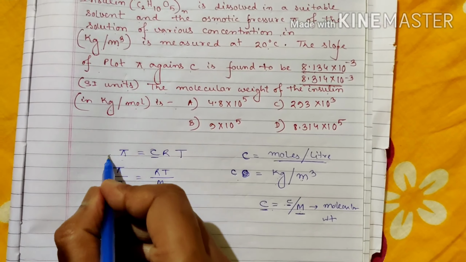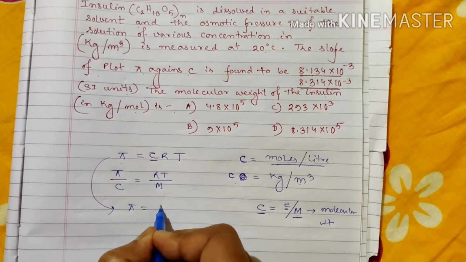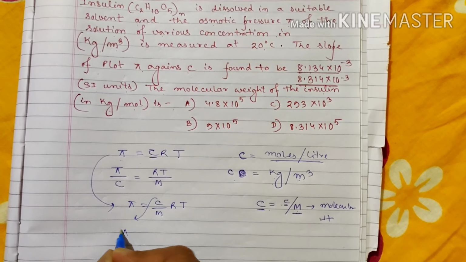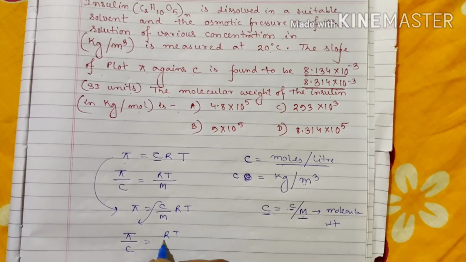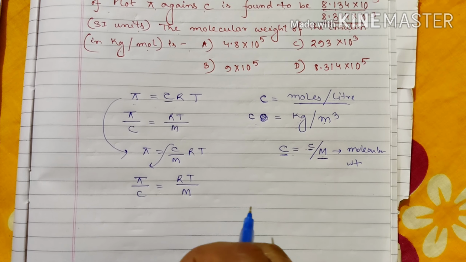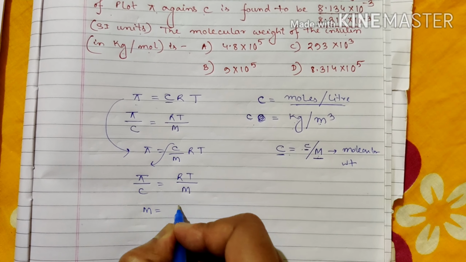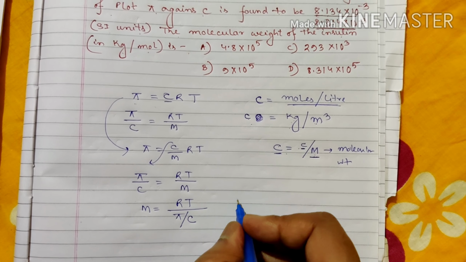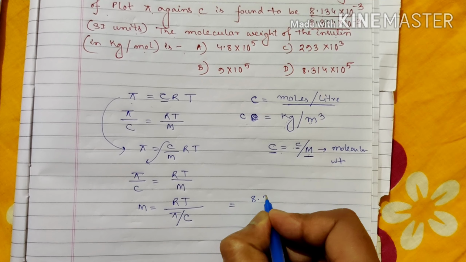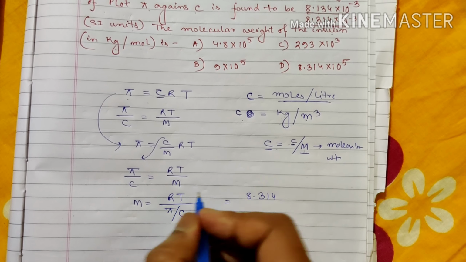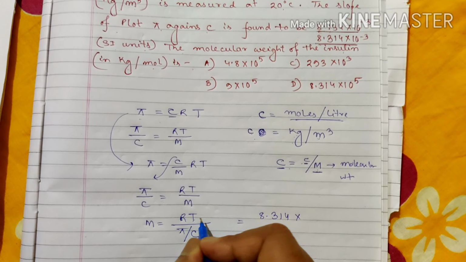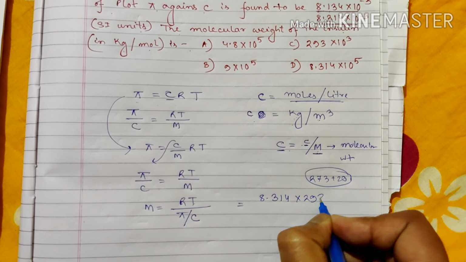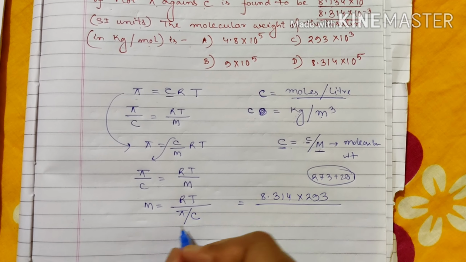So here pi is equal to C by M into RT. If I take this, it becomes pi by C is equal to RT by M. Now M can be written as RT divided by pi by C, and R in SI is 8.314, into the value of T at 20 degrees Celsius. So it is 273 plus 20, which is 293, divided by pi by C.